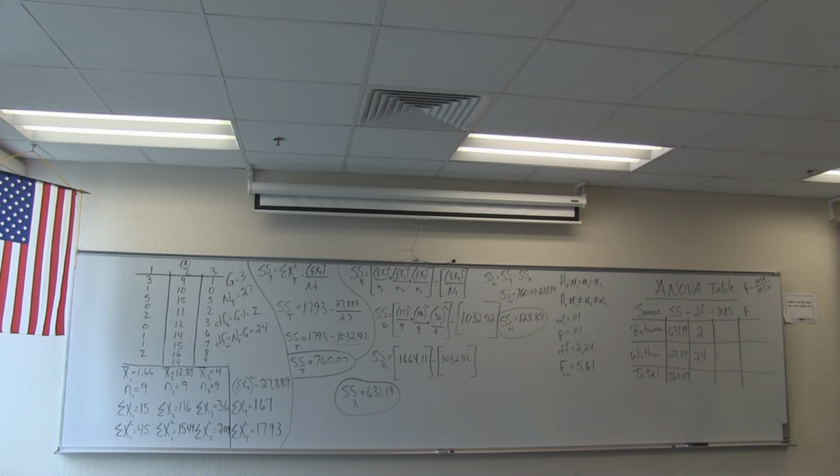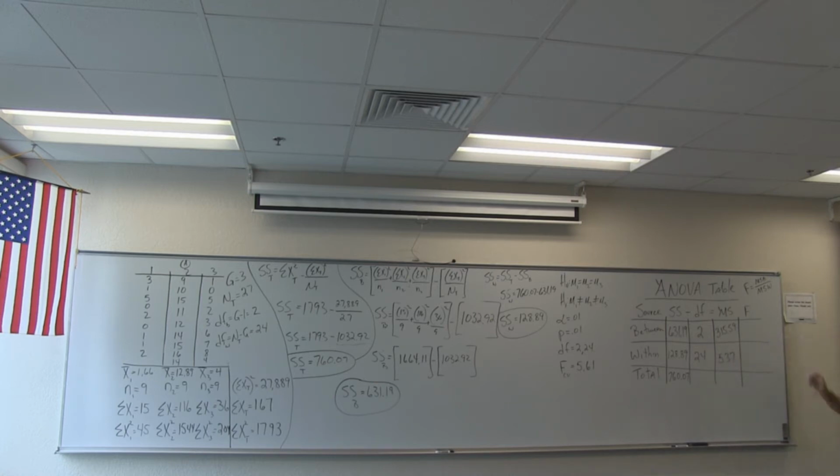We've done a lot of arithmetic here, and we just kind of stop and take a deep breath. And we look at the table, and we finish. We do what the thing tells us to do. SS divided by DF equals MS. Okay? So this divided by this is 315.59. This divided by this, 5.37.